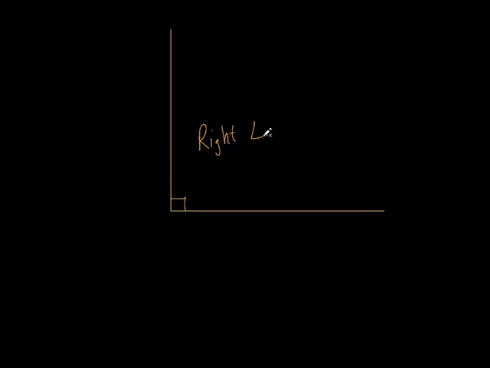So watch. This is a right angle. A right angle is equal to 90 degrees. All right, I could put the arrows on here. Sometimes they don't put the arrows on the end, but they're still representing rays. Okay, so this is 90 degrees.